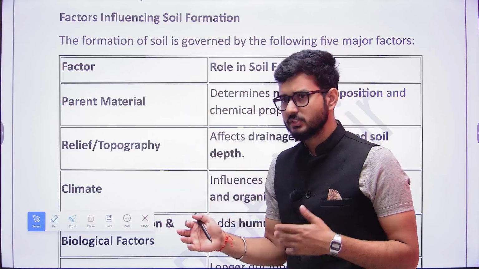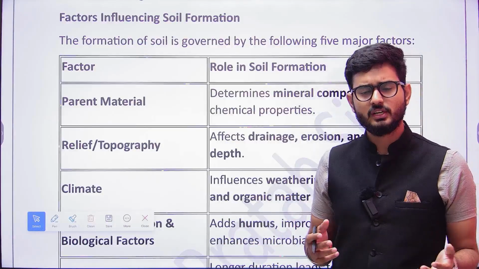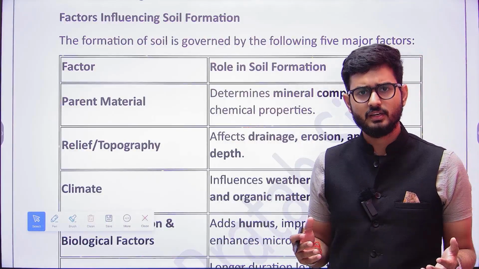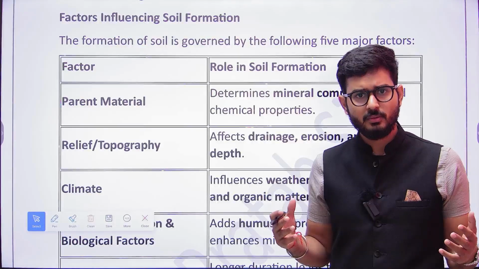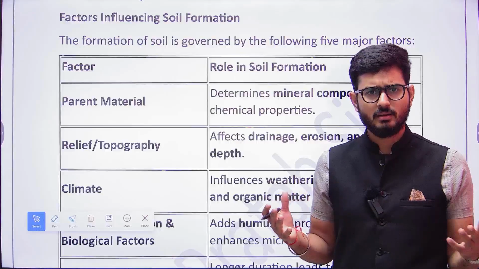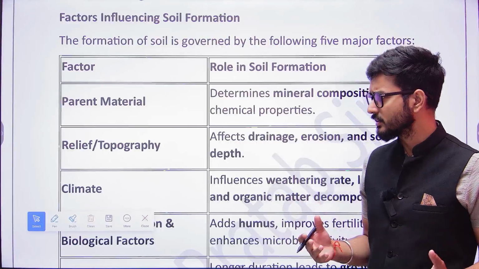So if the rock was red in color, the soil will be red in color. If the rock is brownish in color, the soil is going to be brownish in color. If the rock had a lot of ferrous or any particular mineral component, that soil is going to have that component in a much bigger, much more quantitative manner.